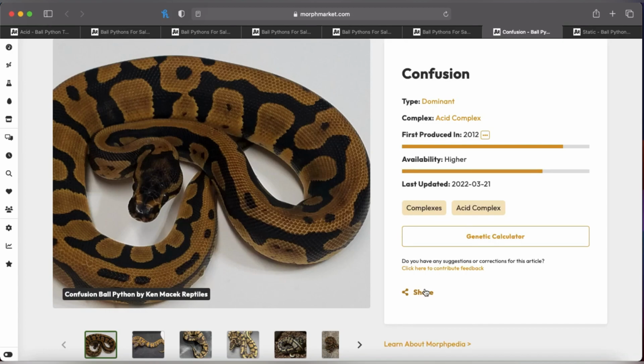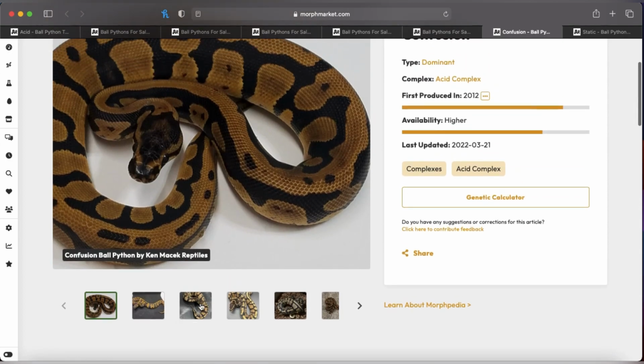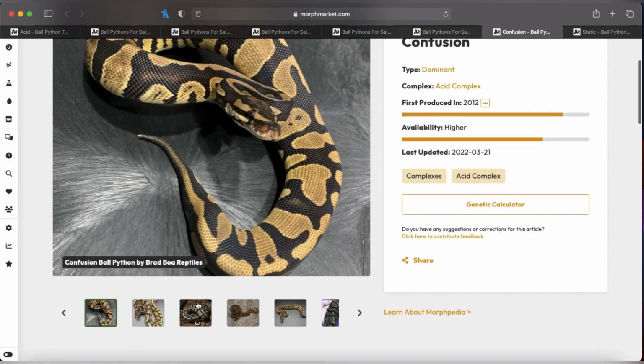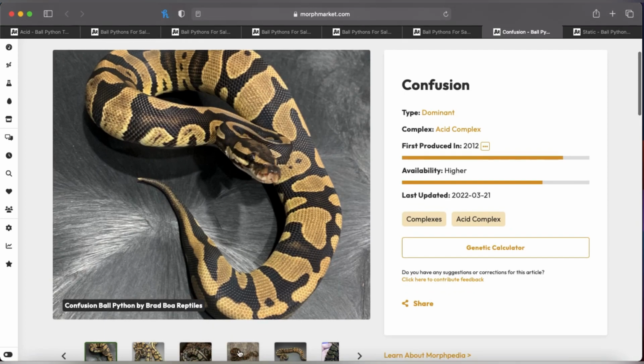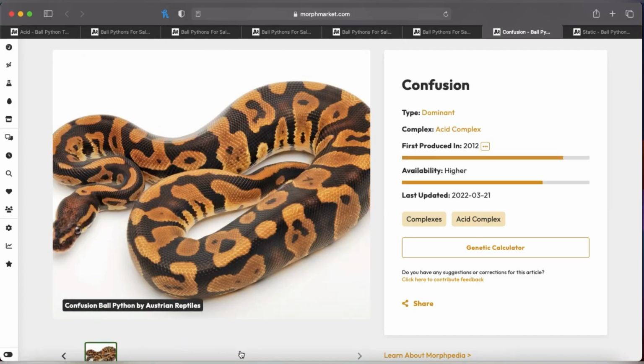So this is confusion. From 2012, so this hasn't been around super long, and it looks very similar to acid. So if we take a look at some of these pictures that people have on here, this is a confusion ball python. Okay, so you can see it's definitely all split up from being a normal. Those alien heads are almost non-existent, and where they are, they're just little keyholes. You can see it right through here. But this is also very similar to how an acid will look.